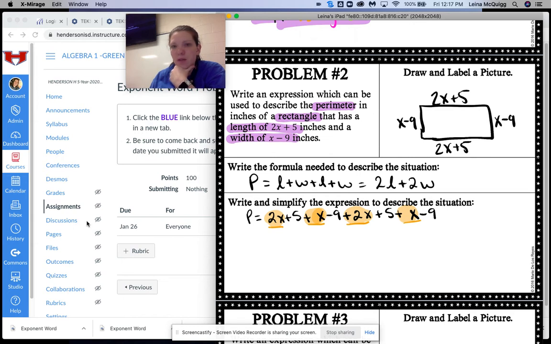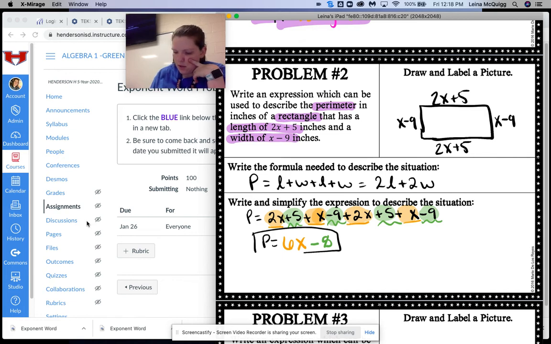Okay, so I have 2 plus 1 plus 2 plus 1. So 2 plus 1 is 3, plus 2 is 5, plus 1 is 6. So I'm going to have 6x. Then I can add my numbers that don't have x's with it, combine all of these. So in my brain, I'm going to do my positives first. So 5 plus 5 is 10, minus 9 is 1. So 10 minus 9 is 1. 1 minus 9 is going to give me negative 8. Okay, so that means my perimeter equals 6x minus 8.